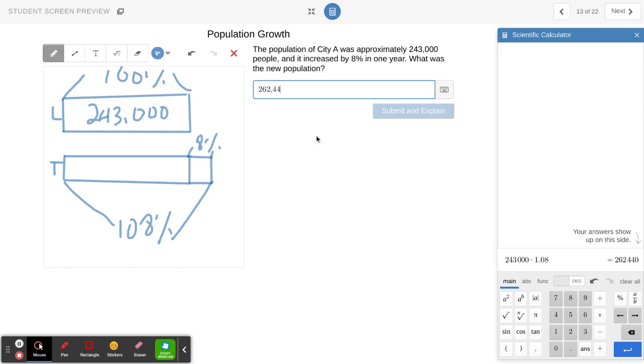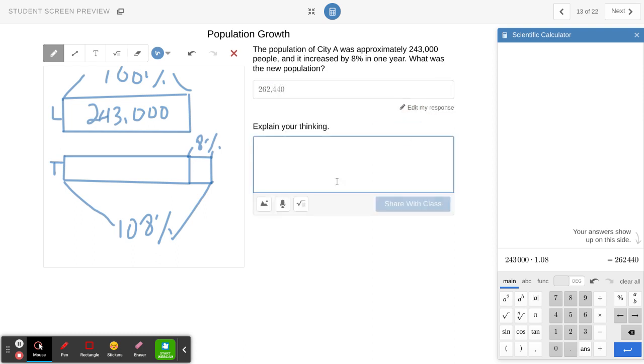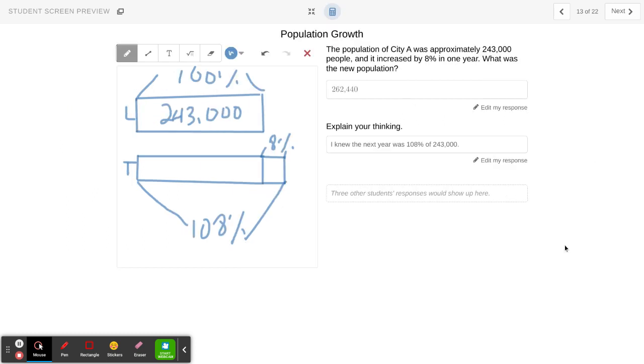Okay. So I know the new population is 262,440 people. Okay. And then you can go ahead and explain your thinking, right? So explaining my thinking looks like me telling them what I did, right? So I knew the next year was 108% of 243,000, right? And I can share that and then ready to go. Okay.